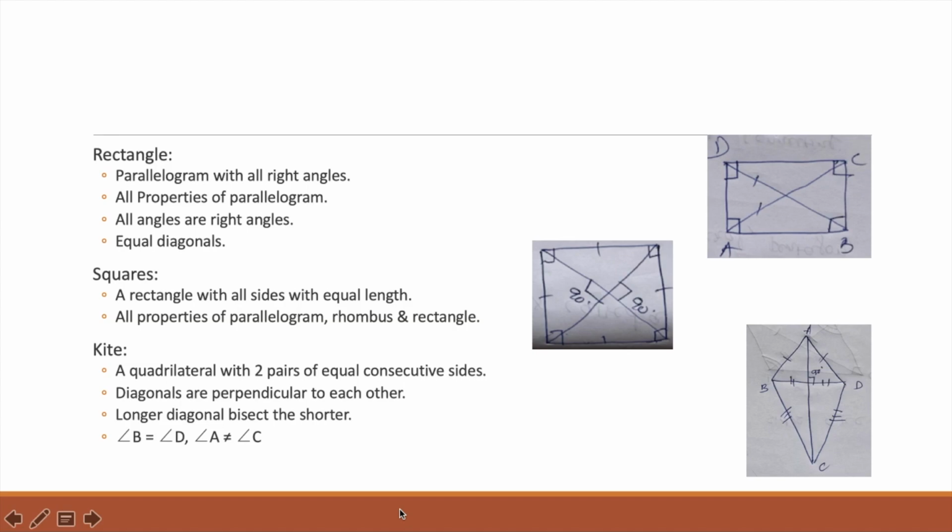And here another property is this angle equal to this angle, but this angle is not equal to this angle. So that's what the catch is. So B equal to D, but A is not equal to C. It's just a typical kite shape that you might have seen when you played with it.